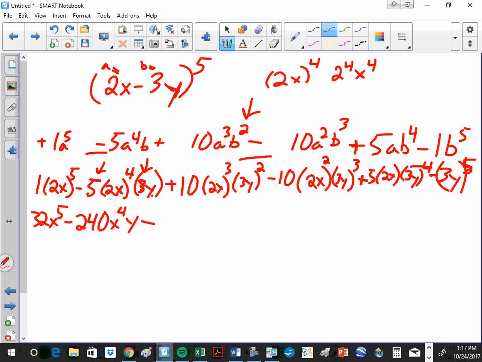So for the next one, I would do 10 times 2 to the third times 3 squared, and then x to the third y squared. 10 times 2 to the third times 3 squared is 720. And then I know it's x to the third and y squared. Is that making sense?